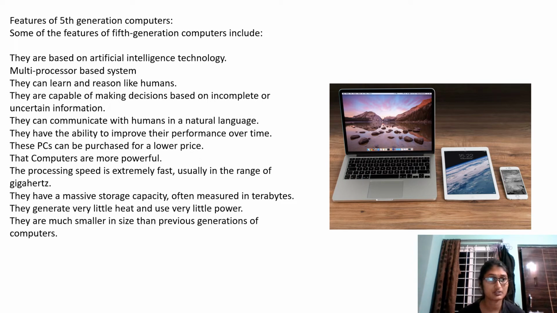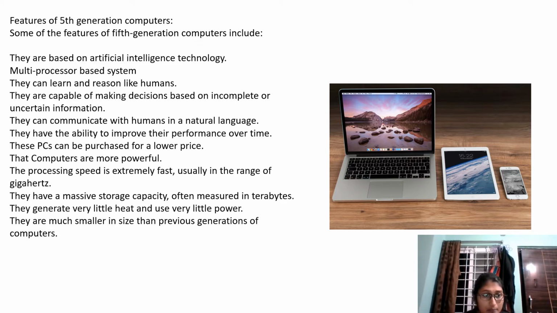Features of fifth generation. Some features of fifth generation include they are based on artificial intelligence technology and multiprocessor-based systems. They can learn and reason like humans. They are capable of making decisions based on incomplete or uncertain information. They can communicate with humans in a natural language. They have the ability to improve their performance over time.